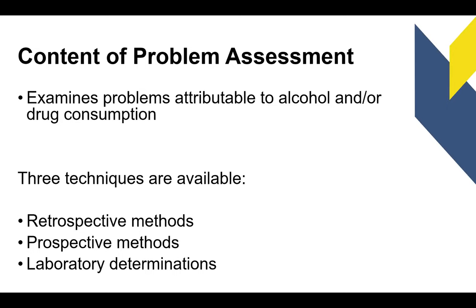Prospective is really trying to predict or understand whether or not the patient is at risk for further or future problems related to their use. And then obviously the laboratory determinants are things like breathalyzers, urine screens, saliva swabs, all these different ways that we can use scientific evidence to help assess the level of the problem or lack thereof. Sometimes it's a rule out. Sometimes that lab result can be a way to empower or exonerate the patient if they're trying to build trust and prove to those around them that they are making changes.